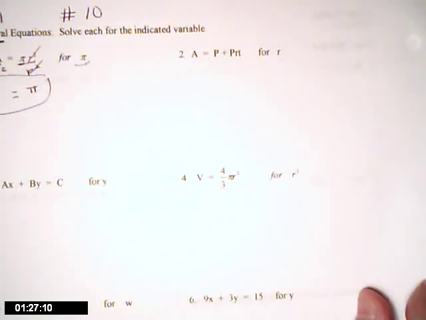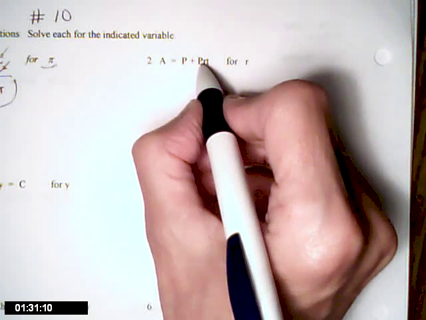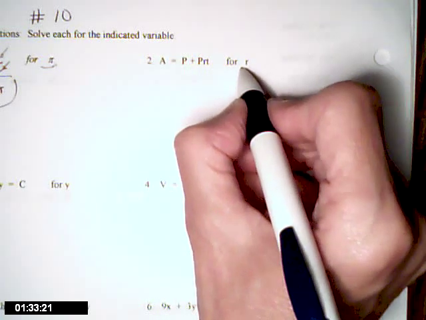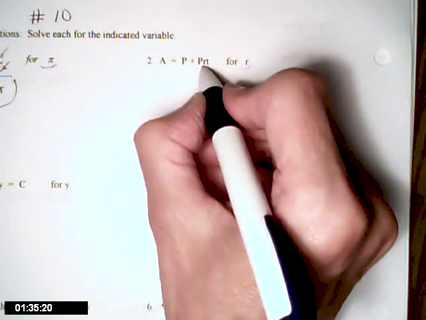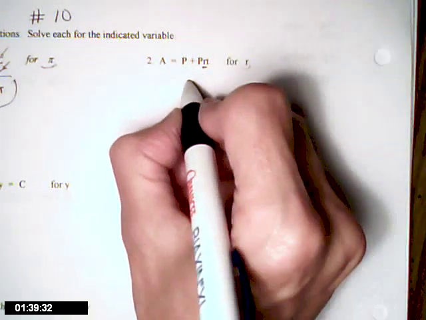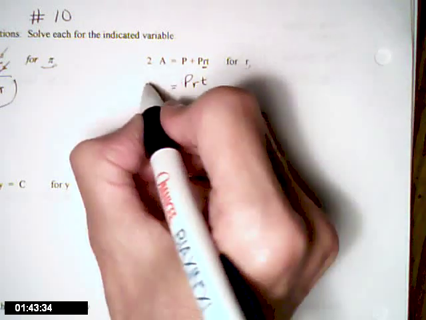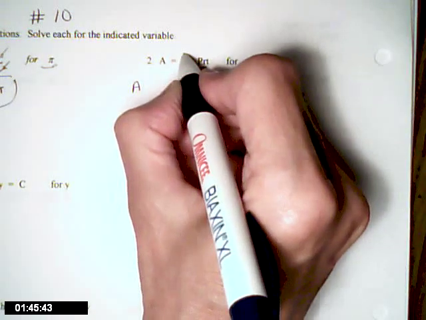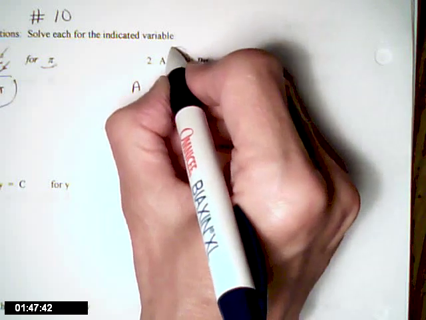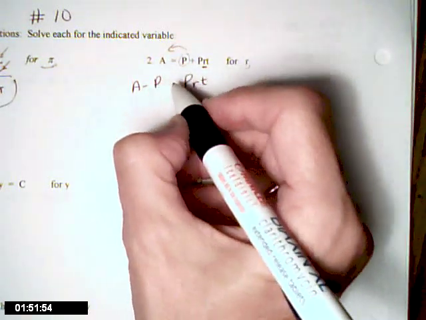And when I have that quantity, pi, by itself, used only one time, that will be the answer for my problem. Problem number 2, A equals P plus PRT. I want to solve for R. The first thing I'm going to do is locate the term that has the R. I'm going to get that term by itself, PRT. So to do that, I'm going to take this P on the right side and move it to the left, so the sign will change, A minus P.